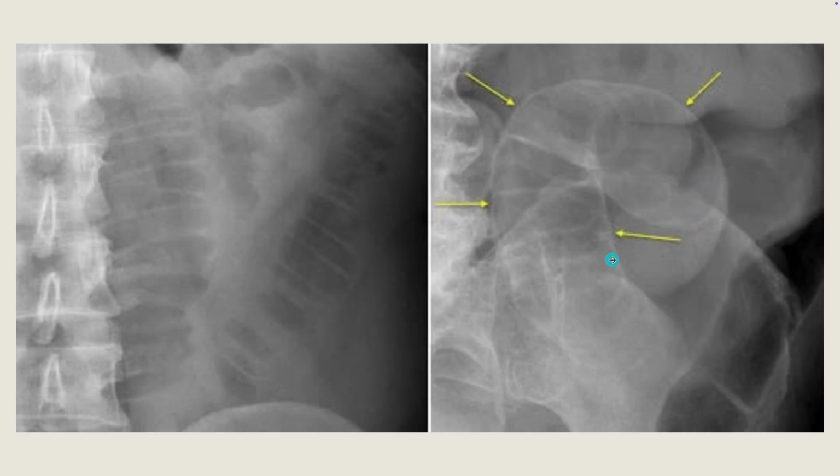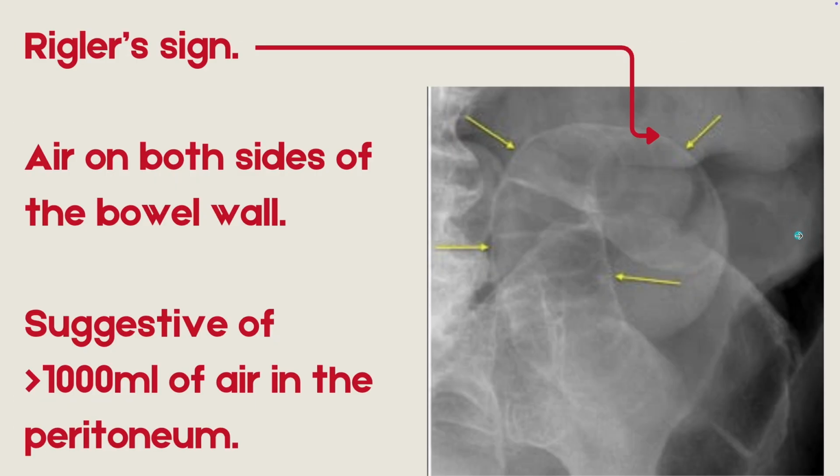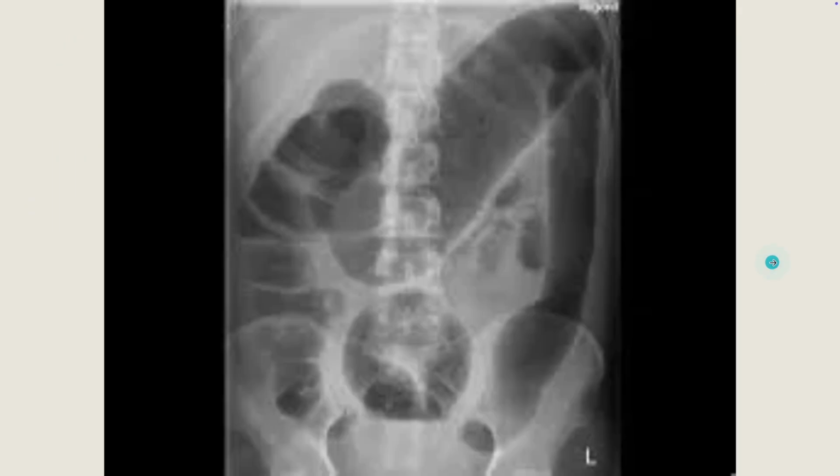This is a very rare thing. It's difficult to pick up if you're not looking for it. It's most likely picked up by a radiologist, but it's a theoretical thing that you do need to know. This is known as Rigler's sign, where there is air on both sides of the bowel wall, and it's usually seen when there is a fair amount of air in the peritoneum due to a perforation. Okay, so we've seen two signs so far: falciform ligament sign and Rigler's sign. What about this?